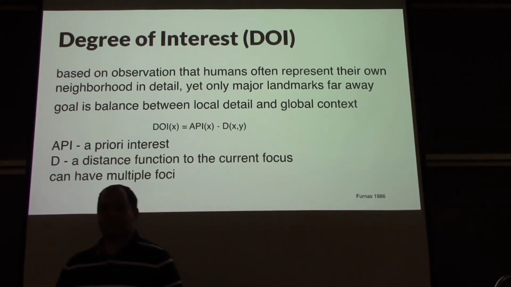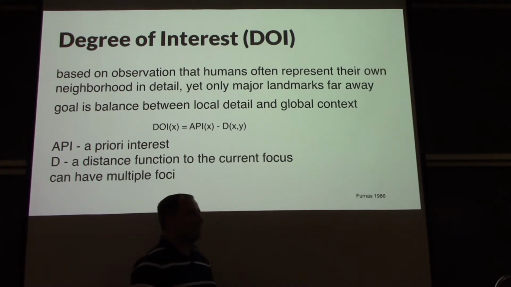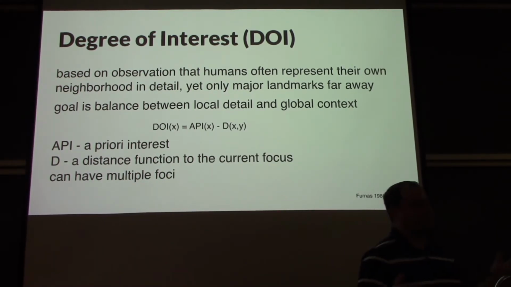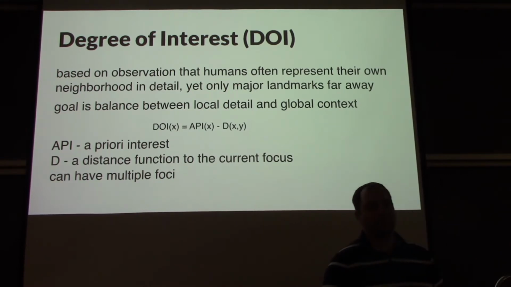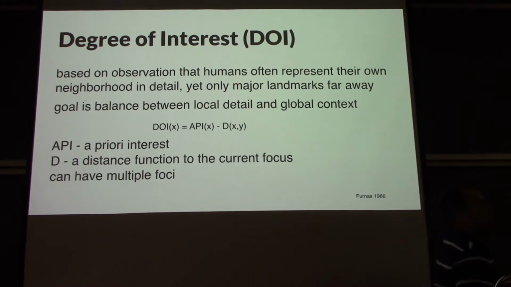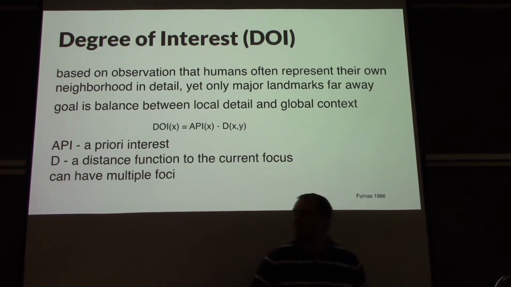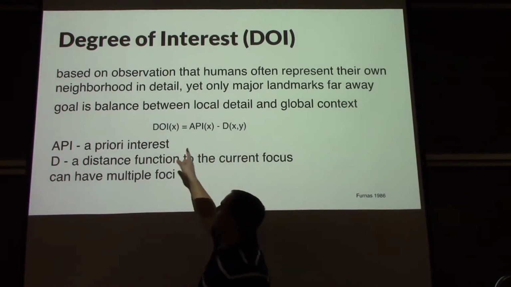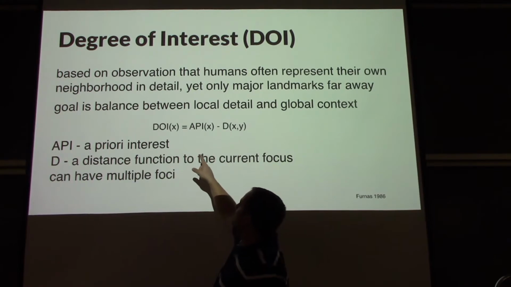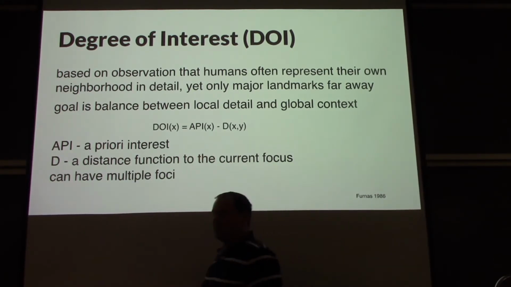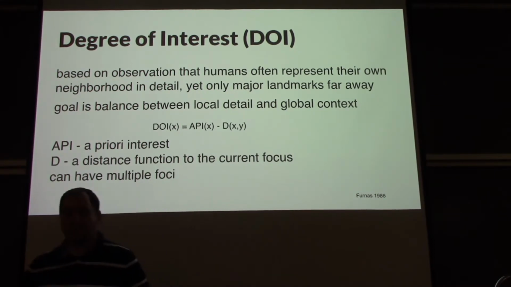But if you're living in Salt Lake City, maybe you are local here, and so you have a very low distance to Salt Lake City and other cities around that. So for you, maybe it is pretty interesting to also see Provo on the map. And so this is what this formula does. The degree of interest of each item is a combination of the a priori interest and the distance to your current selection, to your current focus.